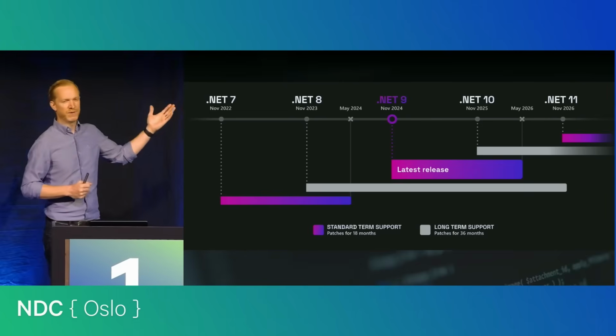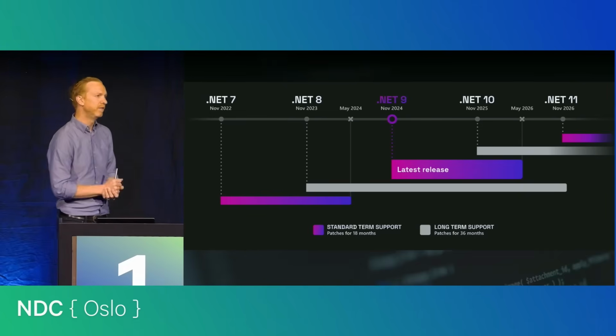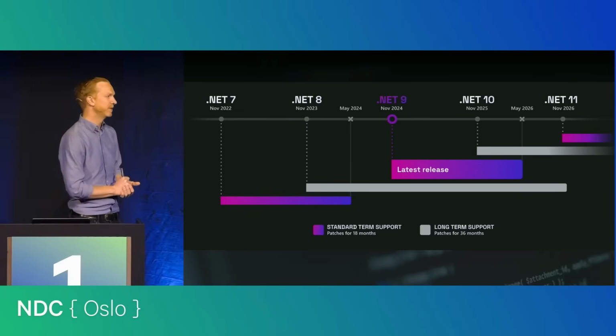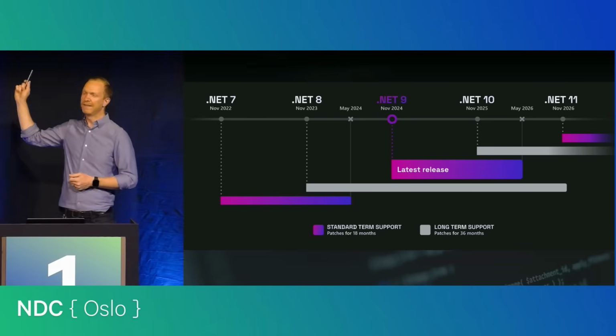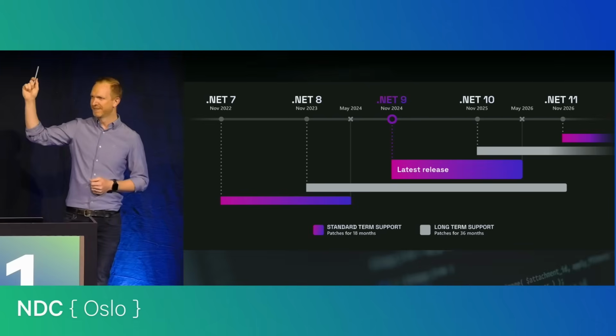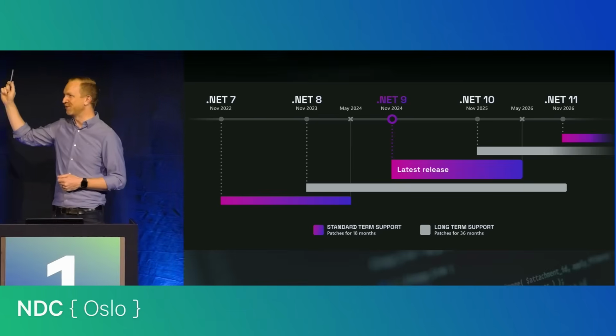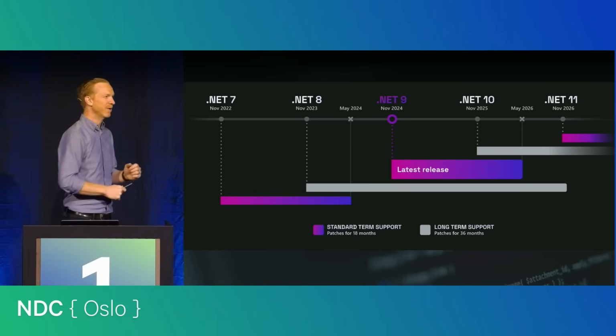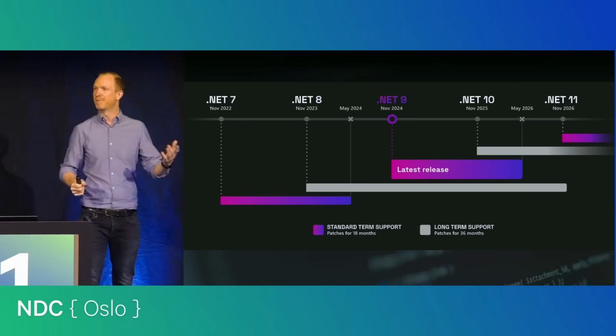Now, if you haven't kept up, we're at .NET 9. This is the latest version of .NET. Who in here is waiting for an LTS version before they upgrade? Most of you don't dare to say. Half of you. All right, so there's really no reason whatsoever to wait for an LTS version.